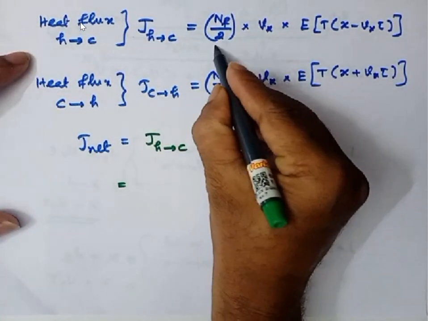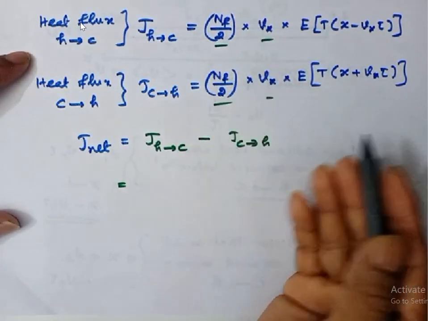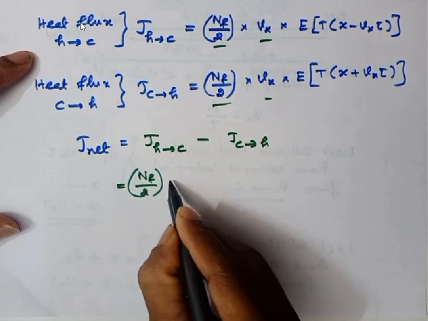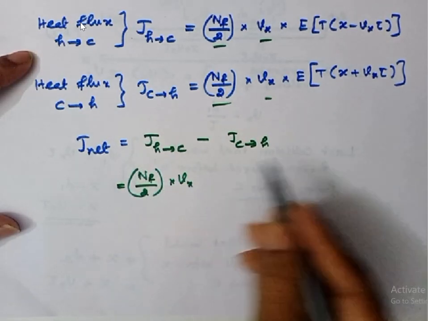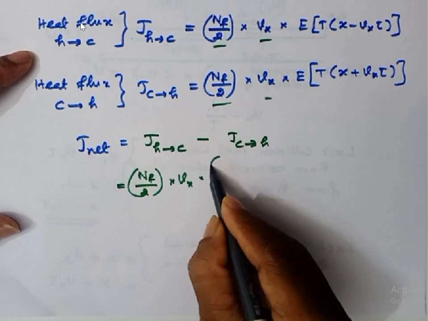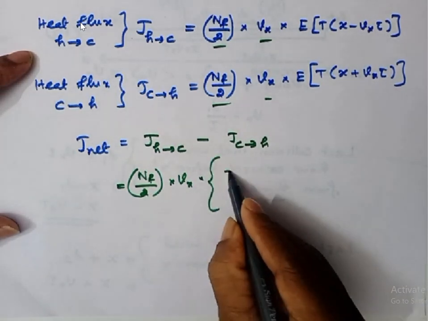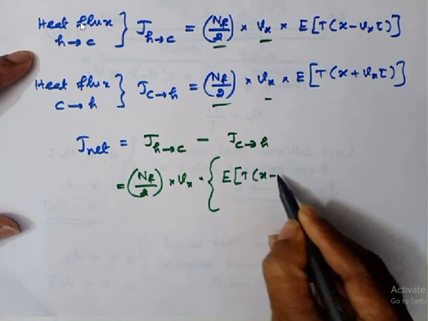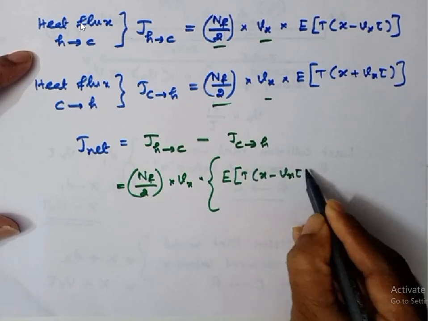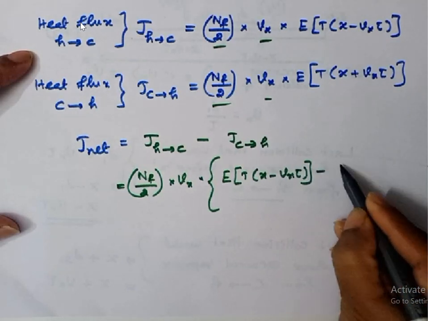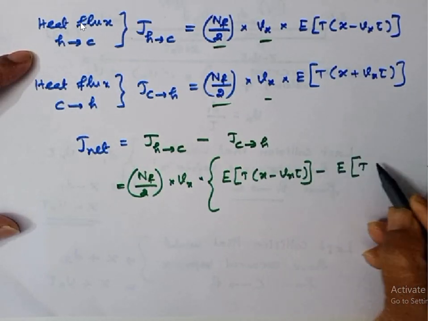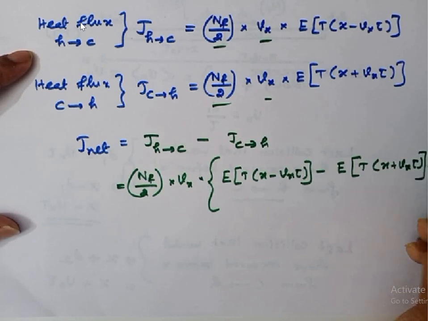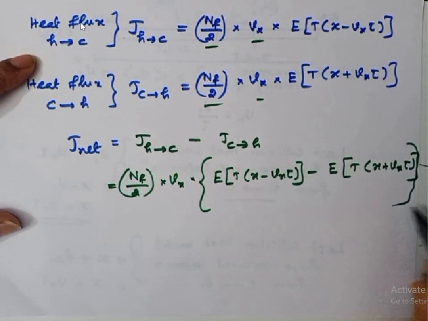Here NF by 2 Vx is common, so I'll take these as a common term. NF by 2 into Vx, I'll put a bracket like this, into the energy possessed by the electron at this location X minus Vx into tau, minus the energy possessed by the electron at the location X plus Vx into tau. Clear? We should close the bracket.